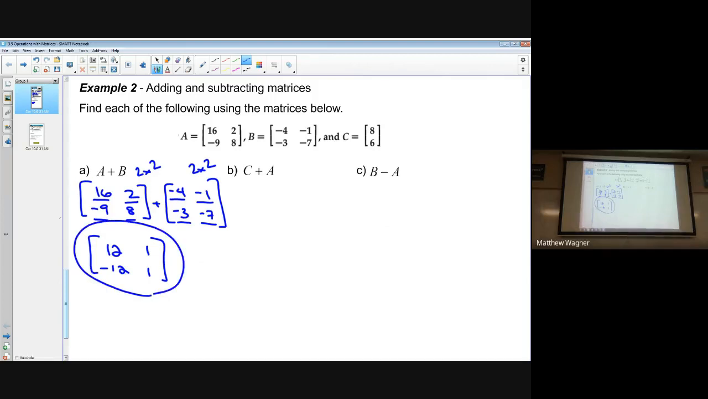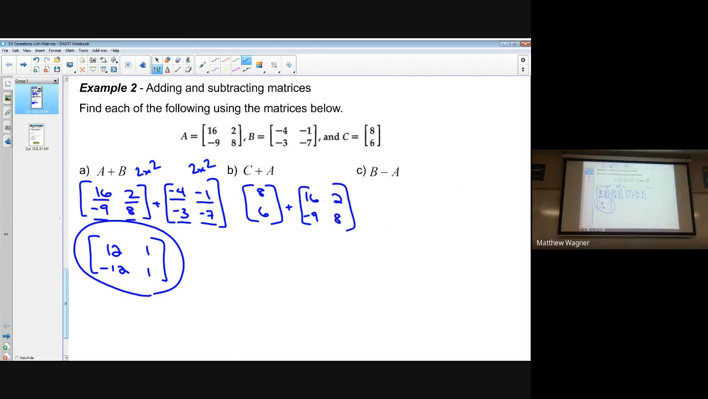So when we're adding and subtracting matrices, you always want to put those corresponding entries together. Looking at the next one, we have C plus A. So we have 8 over 6, and we are adding to that 16, negative 9, and 8.